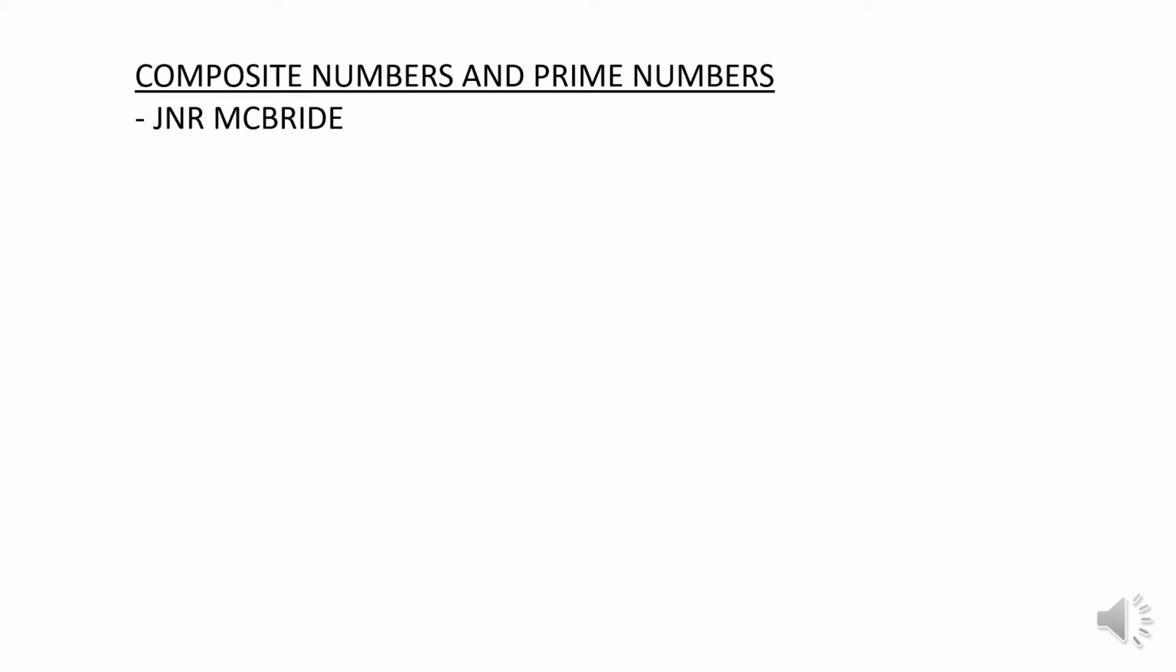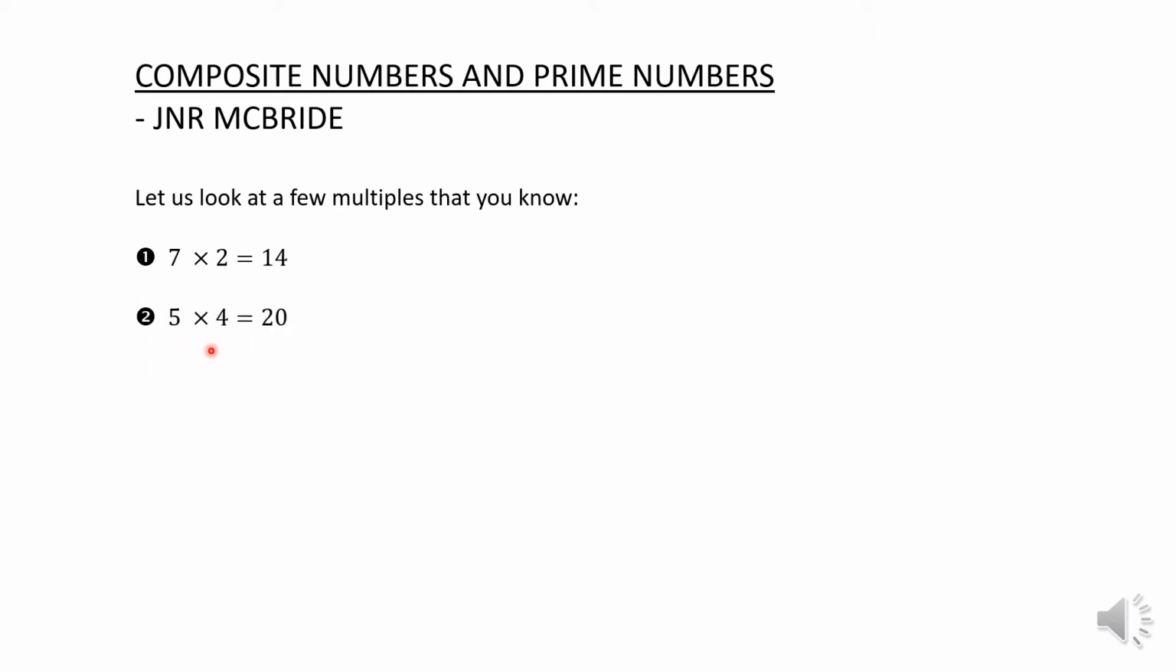So I'm going to do composite numbers and prime numbers. But I'm going to do a few more things there, joining the two. I'm going to do things like multiples and factors a little bit. So let me look at what you know. You know that 7 times 2 is 14. You know that 5 times 4 is 20. You know that 4 times 8 is 32.